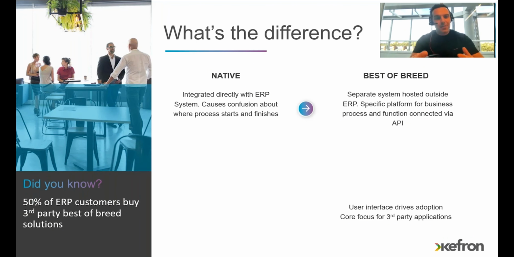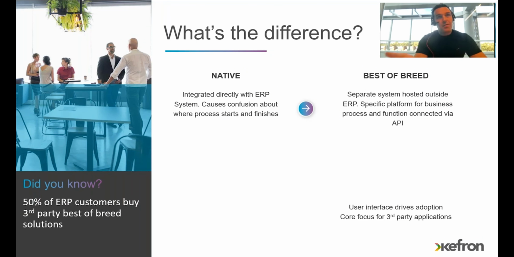And that can mean different support tickets being raised at different areas, and it's very hard to do root cause analysis as to where the process has fallen down when it's in a native solution. With the best of breed solution, ultimately what that means is it's a separate system, usually hosted outside the ERP system. It's very, very specific for business process and function, and it's connected via the API.